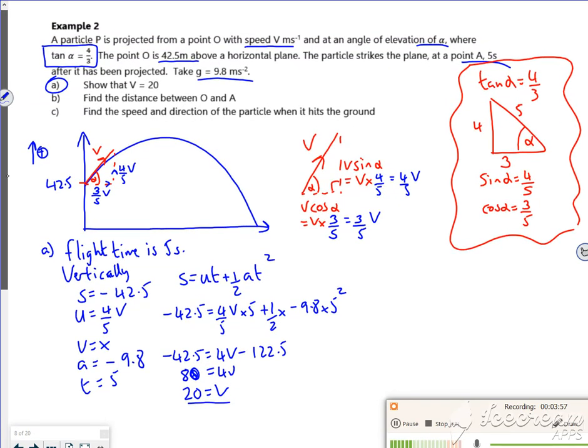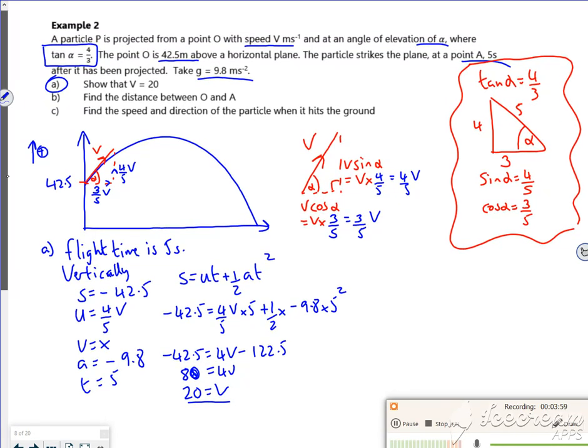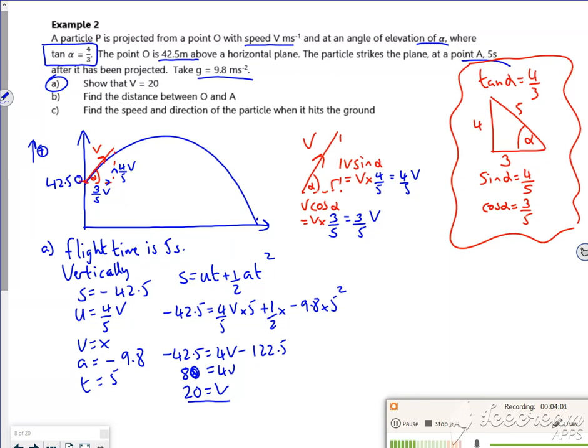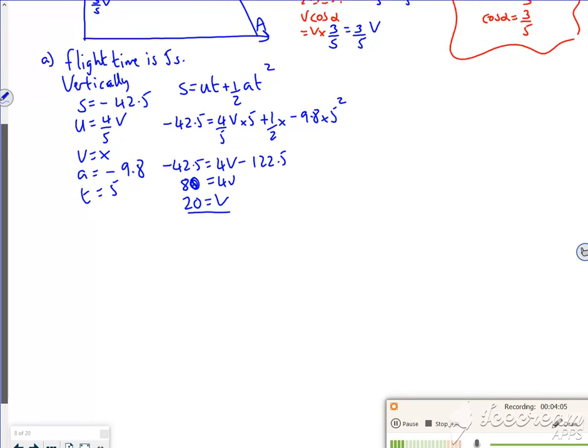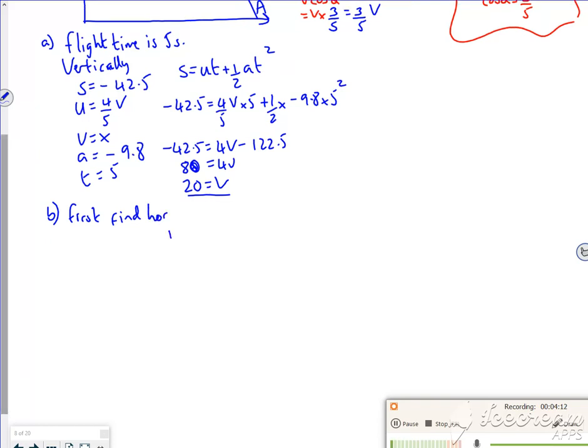So then it says find the distance from O to A. So there's O, there's A. So if I find the horizontal distance, I can just then use Pythagoras. So I want to first find the horizontal distance. So I want that.